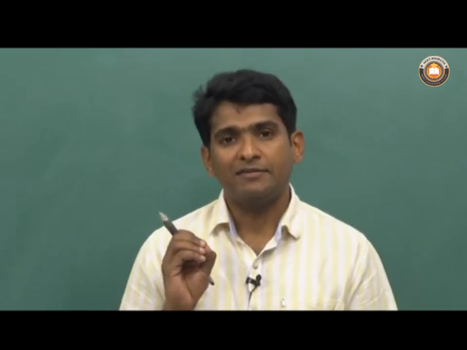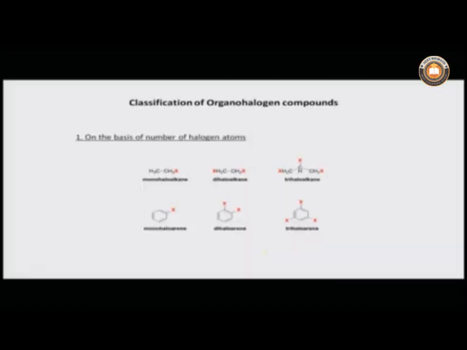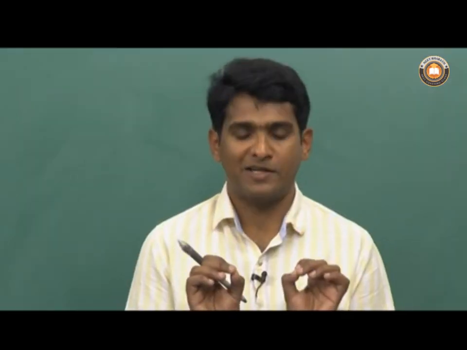Okay. So now the next thing we can do is have a look at very simple examples of this class of compounds, and try to see how we can classify them, so that whenever we come across one of these compounds, we are able to identify it, put it into a particular class, and understand it better. The most simple classification is on the basis of the number of halogen atoms. When you see an organic compound that contains a halogen atom, we can see how many halogen atoms are present.